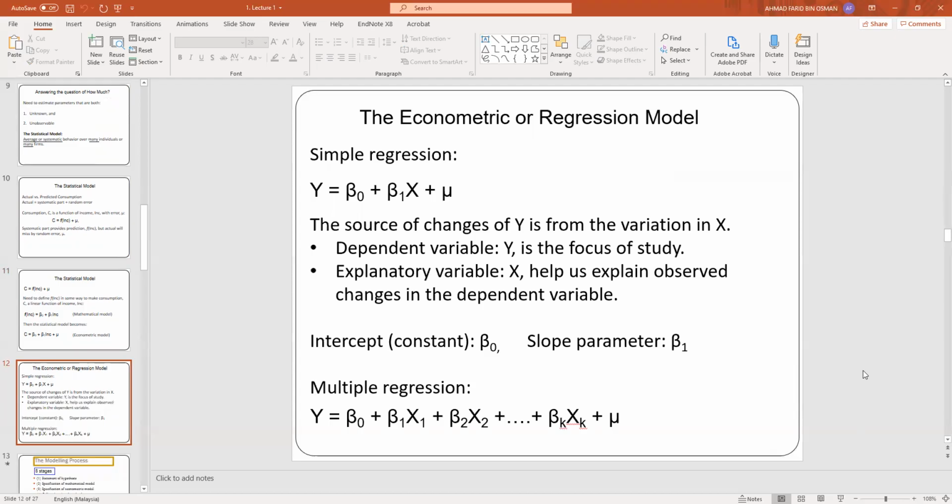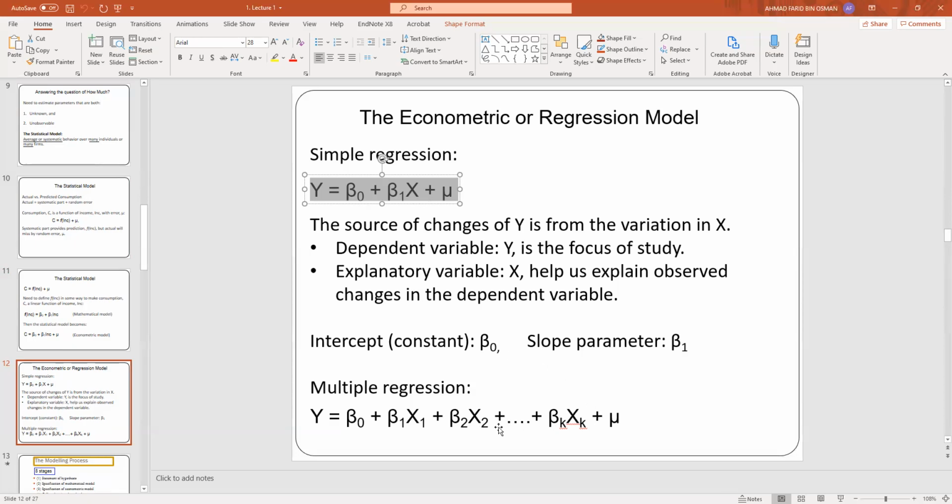So in the econometric model or regression model, if we only have one independent variable, the model is written like this: y equals an intercept plus the slope coefficient beta 1 times x plus the error term. This is what we call a simple regression, where the equation only has two variables, one response variable and one independent variable. So the source of changes in y is the variation in x. In this case, the dependent variable y is the focus of the study, and the explanatory variable x helps us explain observed changes in the dependent variable. Beta 0 is the intercept or constant, and beta 1 is the slope parameter.